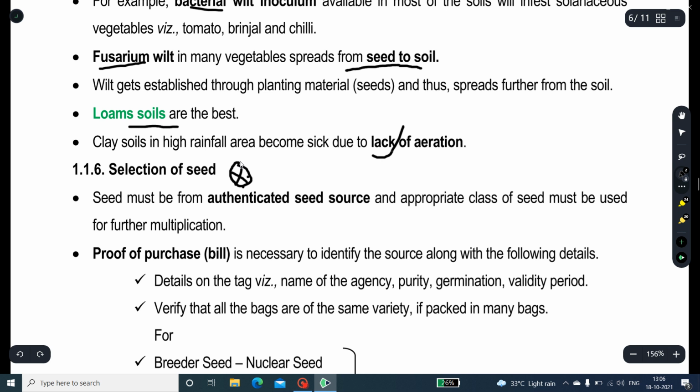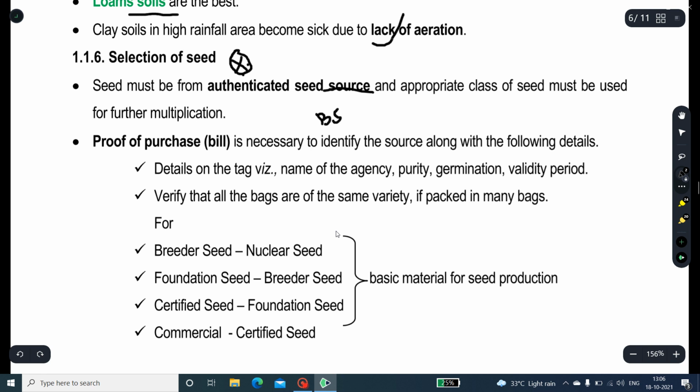Seed must be from an authenticated seed source, and the appropriate class of seed must be used for further multiplication. For example, for production of foundation seed, breeder seed must be used. And proof of purchase is necessary to identify the source, along with details on the tag, that is the name of the agency which produces it, and the purity, germination percentage and the validity period of the seed, and verify that all the bags are of the same variety if packed in many bags.